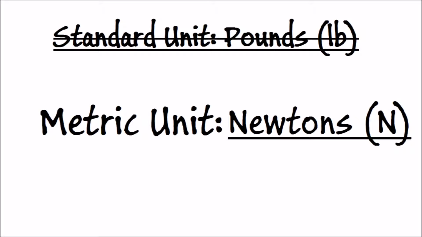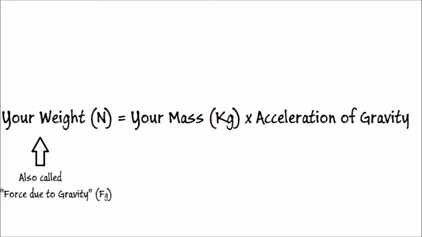Now, what a lot of you may know is that if you were to go to a different planet right now, you would weigh a different amount. The reason for this can actually be explained with this equation on screen. Your weight, also called the force due to gravity, is equal to your mass times the acceleration of gravity on any given planet. Now, the acceleration due to gravity is going to be how fast an object will accelerate or speed up when dropped.